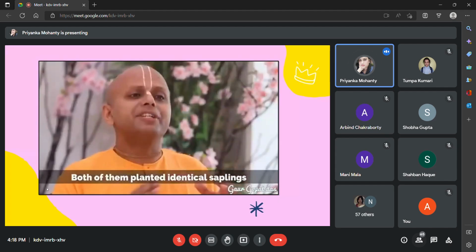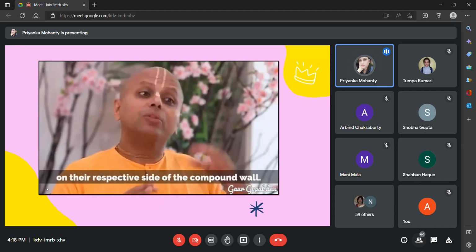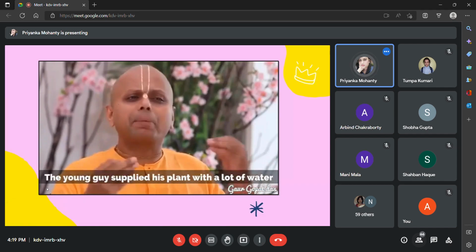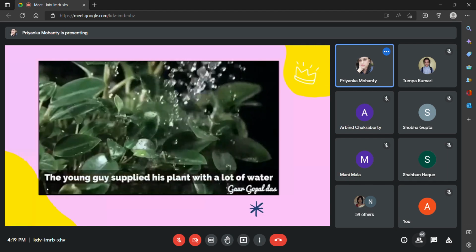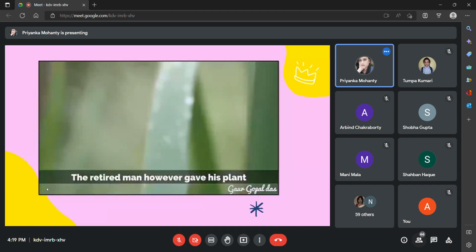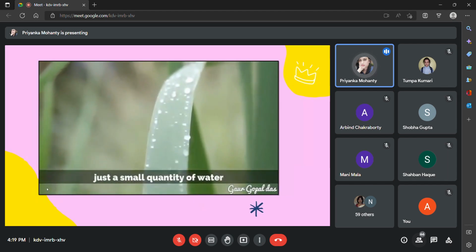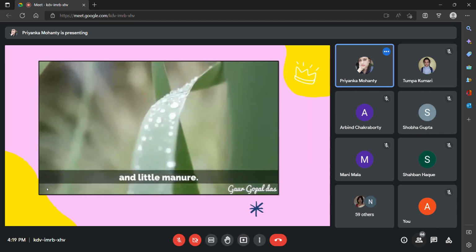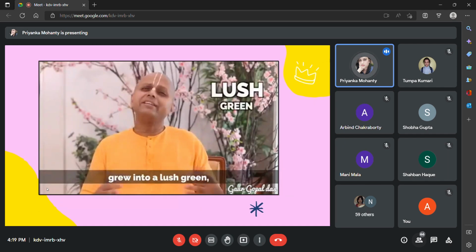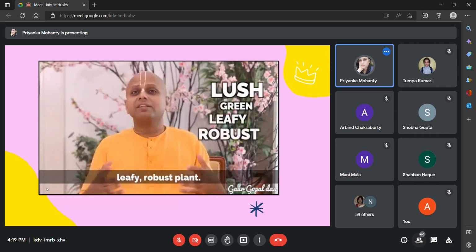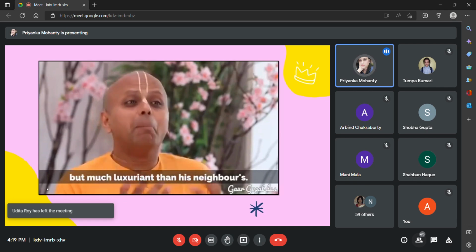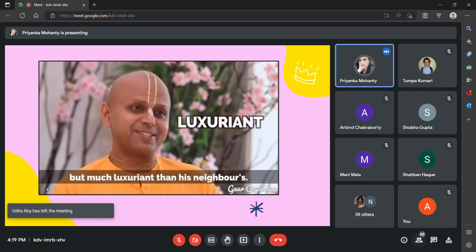Both of them planted identical saplings on their respective side of the compound wall. The young guy supplied his plant with a lot of water and high quality manure. The retired man, however, gave his plant just a small quantity of water and a little manure. The techie's sapling grew into a lush, green, leafy, robust plant. The retired person's plant was near normal, but much less luxuriant than his neighbor's.